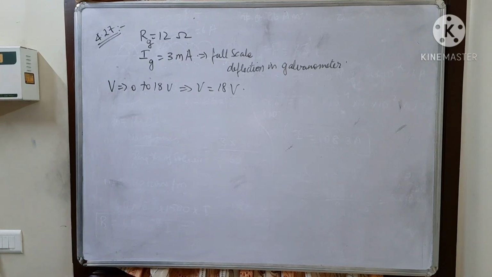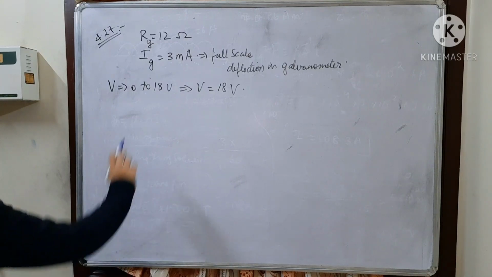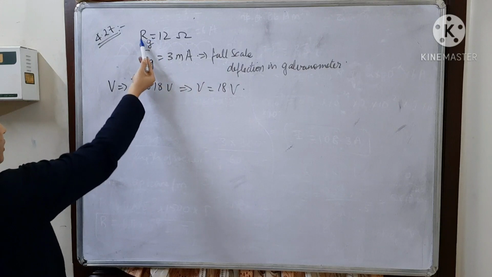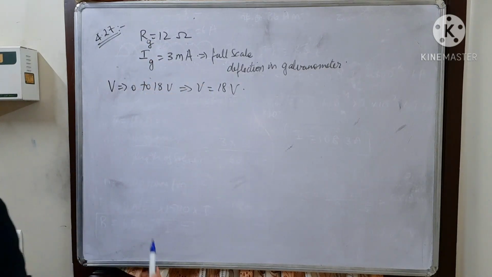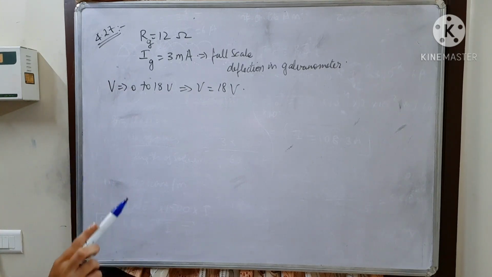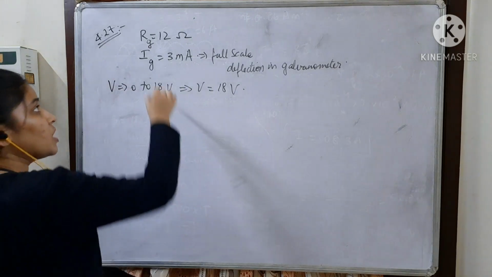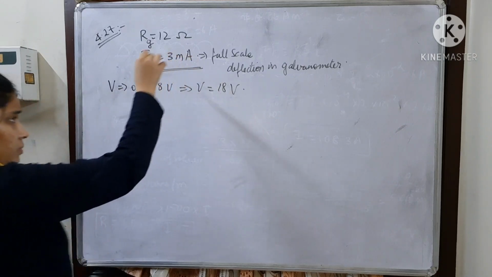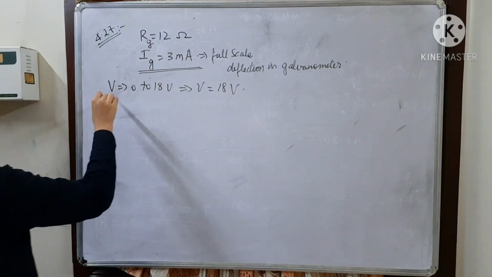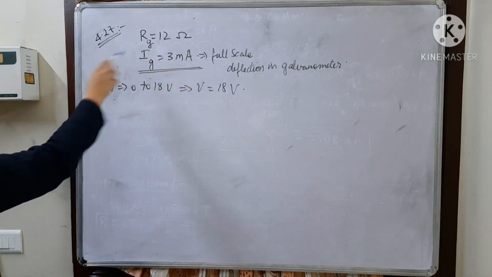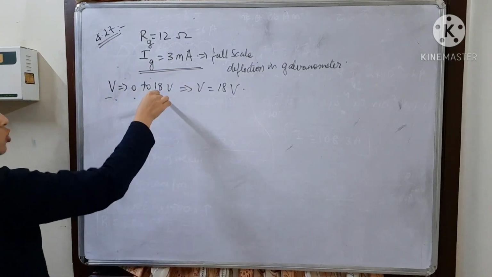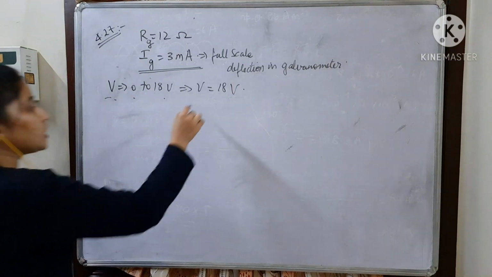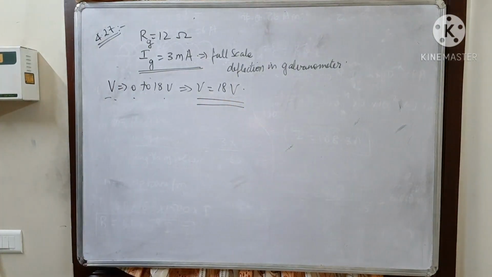The next question is, a galvanometer coil has a resistance of 12 ohm. So the resistance of the galvanometer is 12 ohm and this shows a full scale deflection for a current of 3 milliampere. Whenever they say full scale deflection in the galvanometer, it means there is a galvanometer current. And we want to convert this galvanometer into a voltmeter, which will be ranging from 0 to 18 volt. So that means the maximum value of the voltage should be 18 volt.